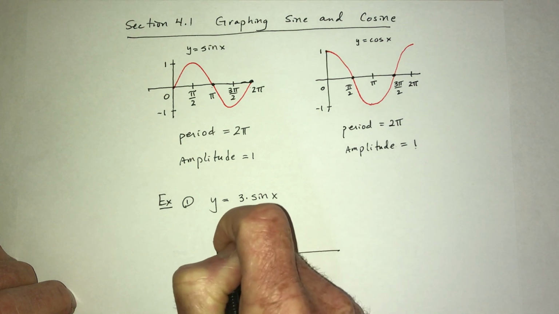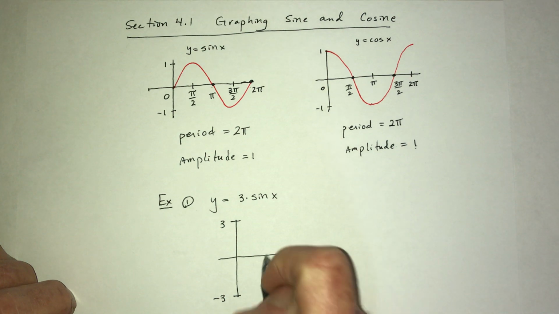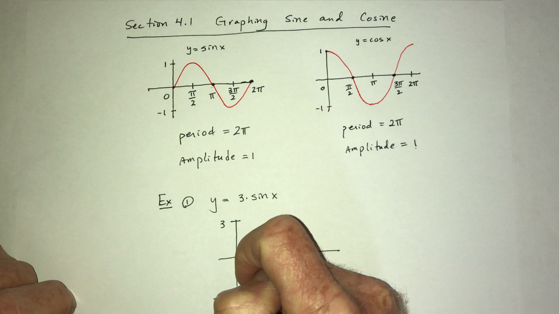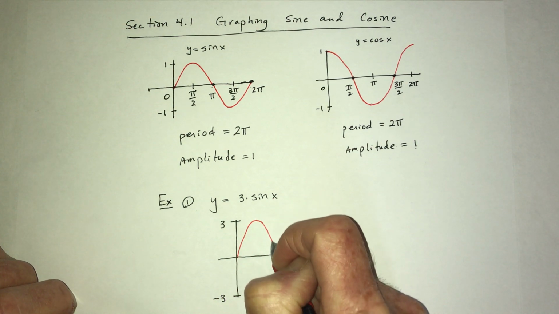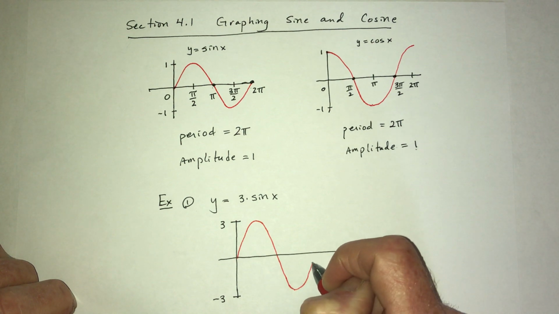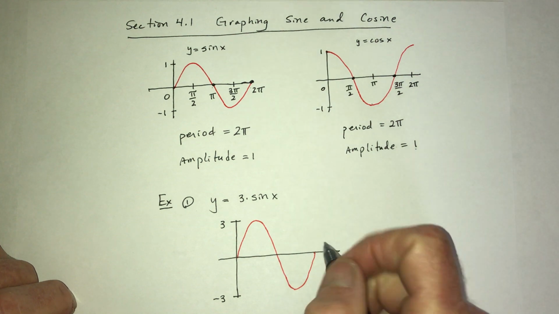So it's going to go up to 3, down to -3. Otherwise, it would look the same. So it still looks like sine is just a taller version, or it's been vertically stretched. Sometimes I wish I was vertically stretched another 2 inches or so.